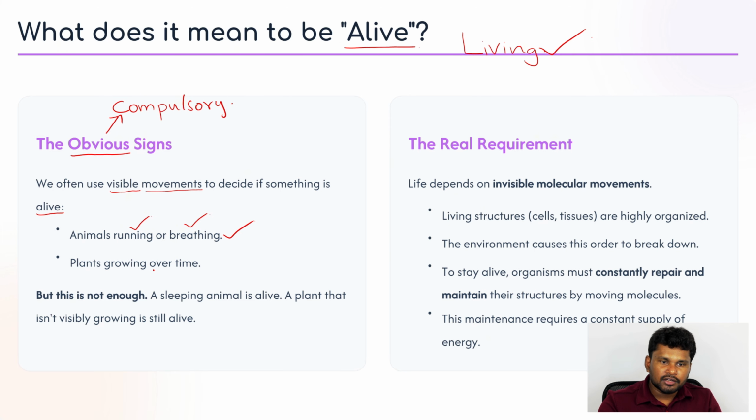And plants grow over time. Can you see a plant moving anytime like an animal does, which can run or breathe? No, right? Plants will take a lot of time to grow and to show the movement. So the plants take a lot of time to grow, and we can't judge at that point of time whether the plant is alive or not.